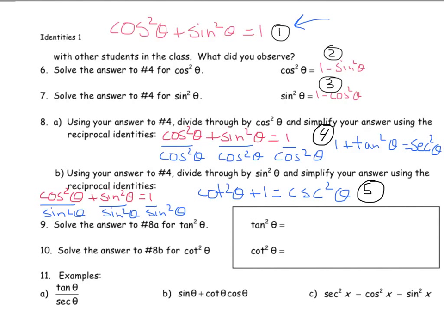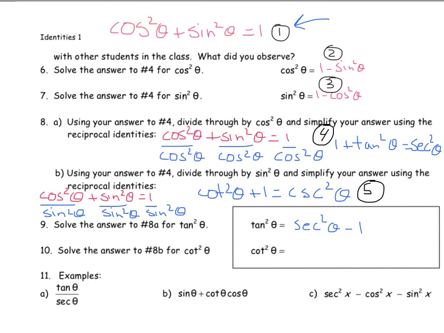All right, tangent squared is going to be equal to secant squared of theta minus 1. You say, Mr. Parr, how did you get that? Well, I took equation number 4 and I simply subtracted 1 from both sides. Hey, that's not that hard.